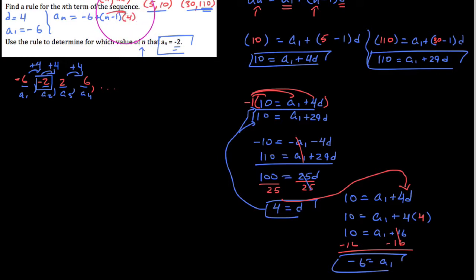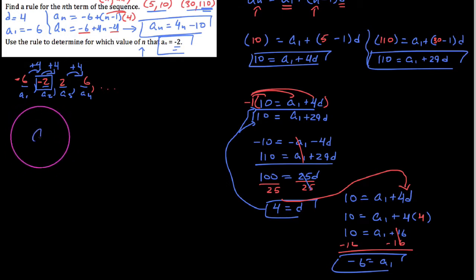So I'm going to distribute this through and clean this up a little bit. We say an is equal to negative 6 plus 4n minus 4. And when you combine your negative 4 and negative 6, we actually get a new rule, and we say an is equal to negative 6 plus negative 4 gives us negative 10, and we say 4n here. So we say 4n minus 10. So here's our rule.